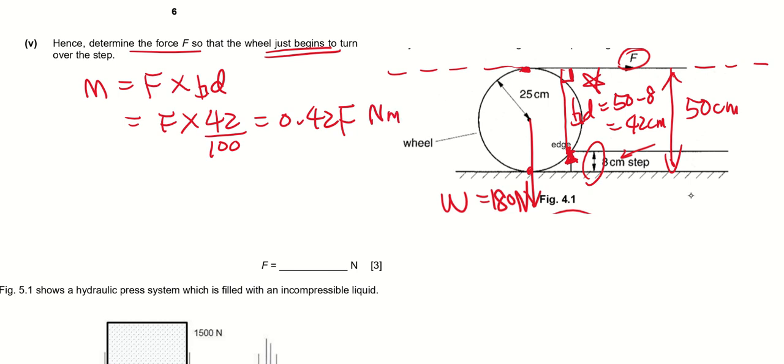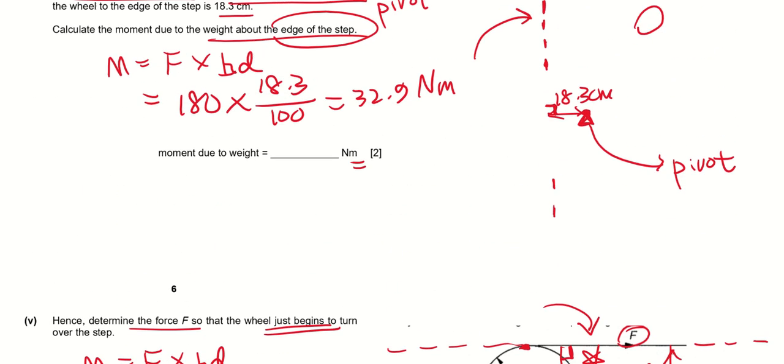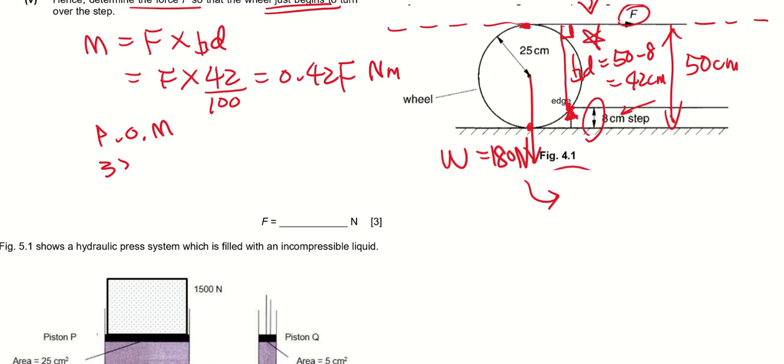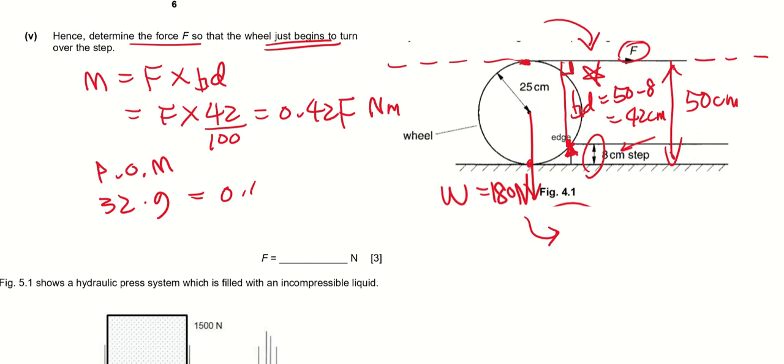Because this is the pivot, this will generate a clockwise moment, but the weight about the pivot will generate an anti-clockwise moment. Because it's just beginning to turn, I can still apply the principle of moments just before the force becomes large enough. The previous moment was 32.9. Clockwise equals anti-clockwise, so 0.42 F. I do my math and I will get 78.4 Newton. So this is the answer.